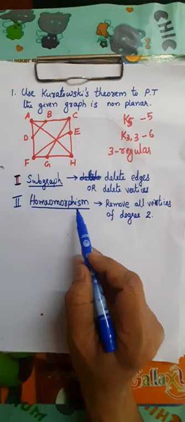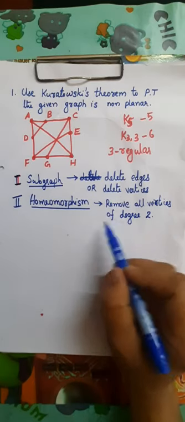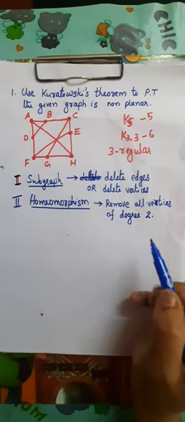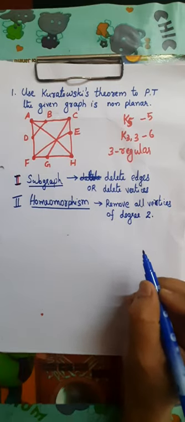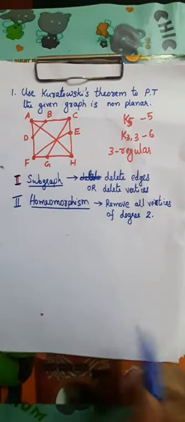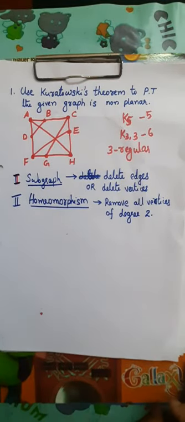The next step is identify a homeomorphism. Homeomorphism means remove all the vertices of degree 2. If we remove vertices it becomes a little more complicated.